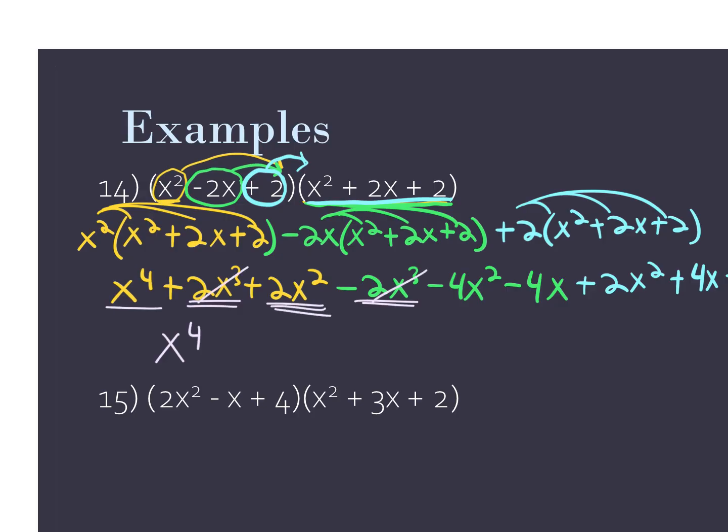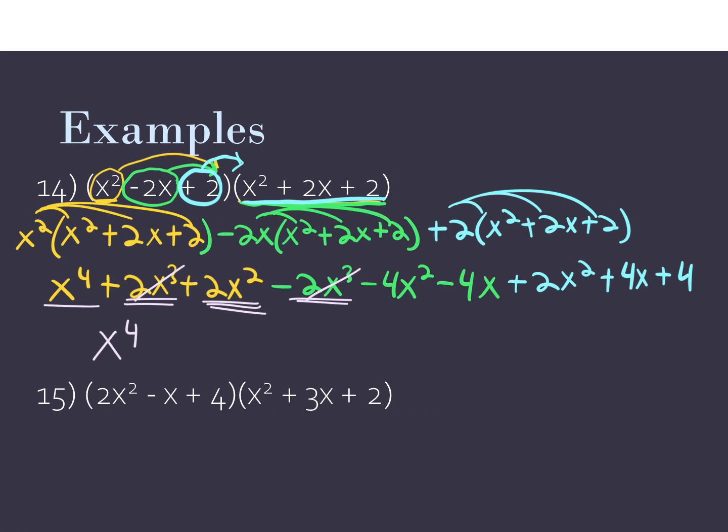All right, so I see a 2x squared. Do I see any other x squareds? Good, right? So I see the minus 4x squared, and then I see the plus 2x squared. All right, so what happens with those? Good. So these cancel again, right? 2 plus 2 is 4, and then 4 minus 4 is going to get you 0. What happens with negative 4x plus 4x? Cancel out again. Good. And then we're only left with the 4.